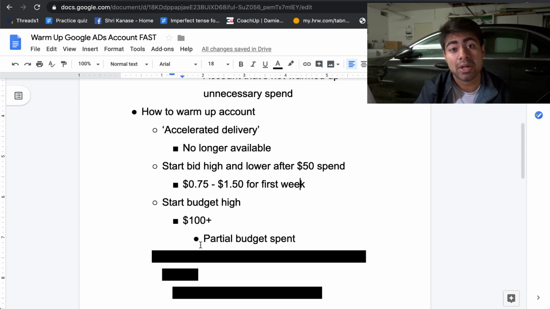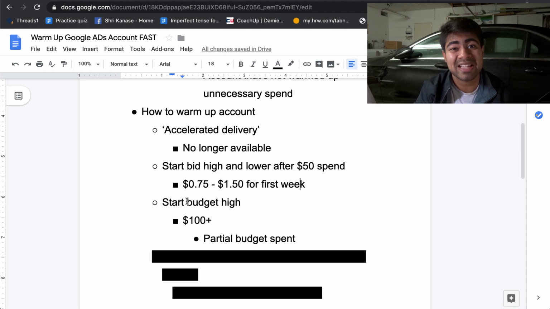Another really cool thing that you can do is maybe do both of these together. So set a high bid and a high budget, because this will really accelerate things for you. And maybe in the second or third day, you should start spending a significant amount of that budget. Once you spend a significant amount, that is when you know that your Google Ads account is kind of ready to be run like normal, because this warming up period will be finished much faster for you.